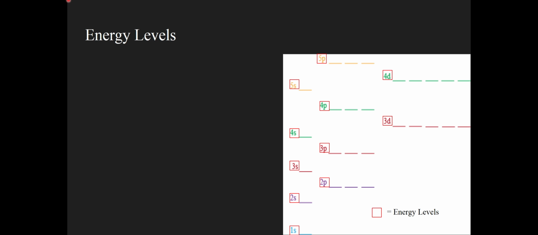Energy levels in electrons are denoted by a number and a letter, S, P, or D, and sometimes F, but we're not going to get into that for the purposes of this video. S orbitals can hold 2 electrons, P orbitals can hold 6 electrons, and D orbitals can hold up to 10 electrons. The denotation of these energy levels changes based on the number of electrons in the orbital. For example, if there were 3 electrons in the 2p orbital, it would be denoted as 2p to the third.